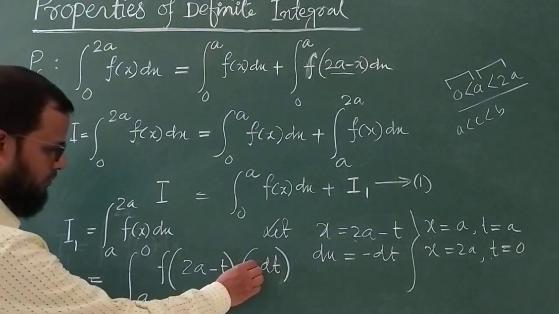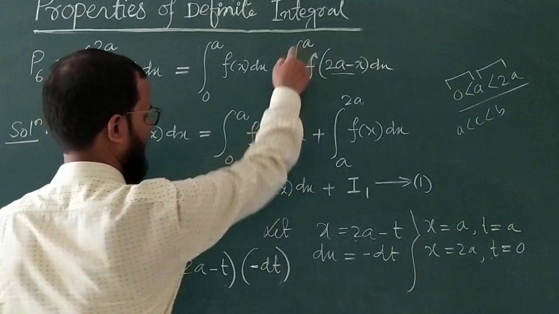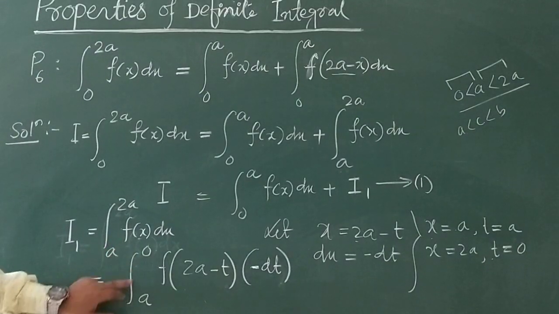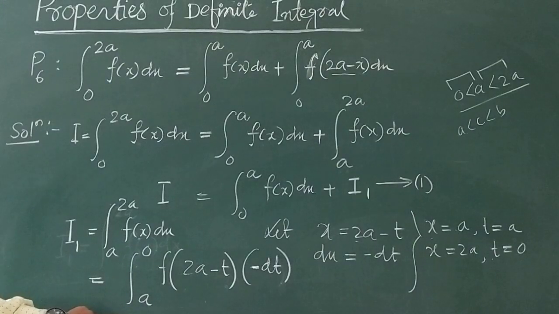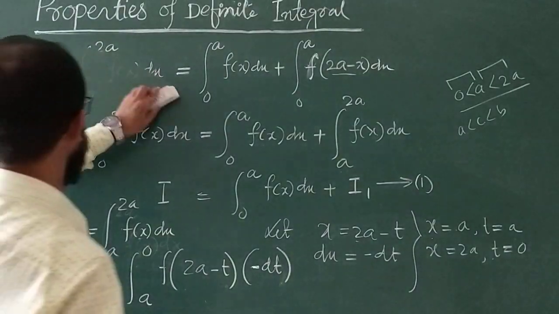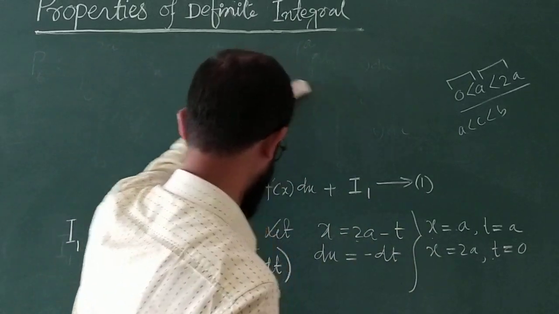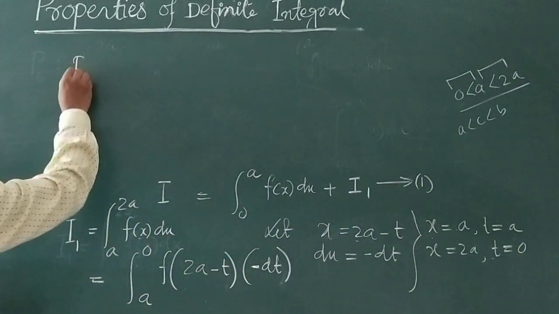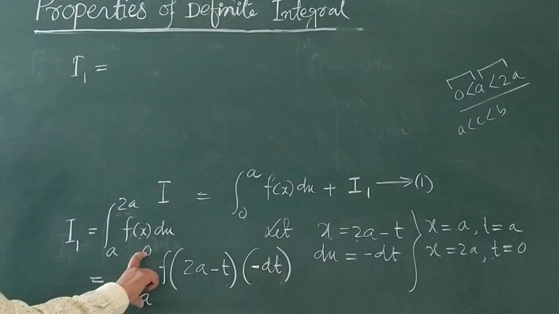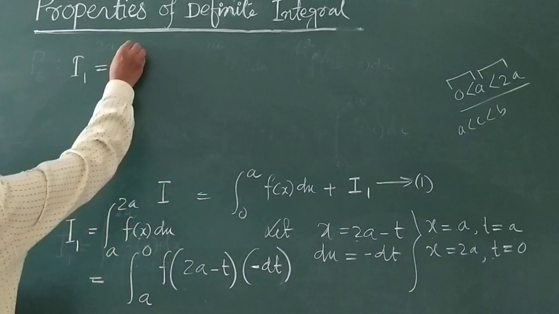Okay. Our job is that the integral limit should be 0 to a. So, to get the limit 0 to a, what will we do? We will interchange the limits. If you interchange the limits, what will we get? So I1 is equal to, when you interchange the limits, one property is there. After interchanging the limits, another minus sign will come, and this minus and that minus will become plus, and finally your integral becomes what?